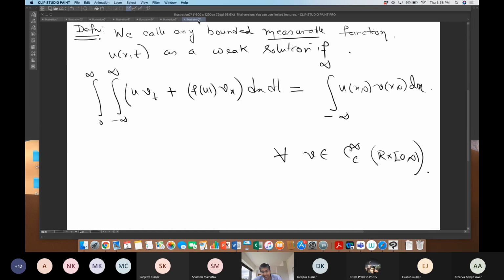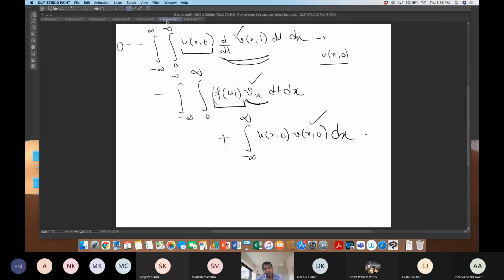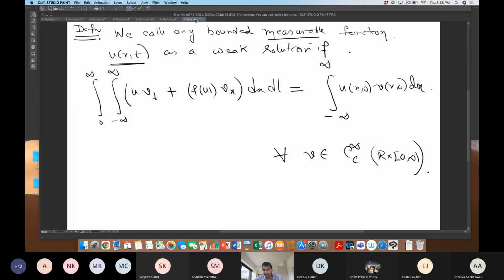Now with this motivation, I will call a function u a weak solution if this makes sense. Forget about the integration by parts; this is just a motivation part. What I did here, I just defined it like that. u is said to be a measurable function, not even continuous. A measurable function is a weak solution to the PDE if the integral of u times v_t makes sense, for all v, and the integration should make sense.